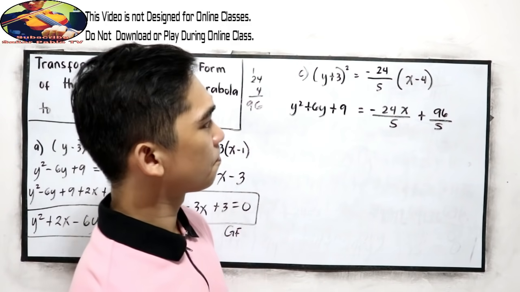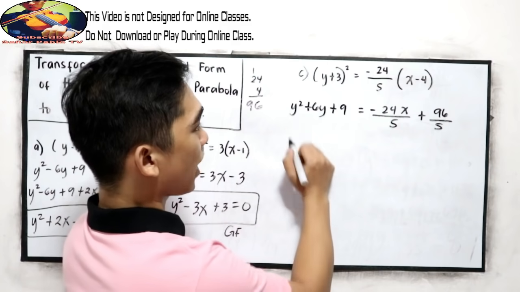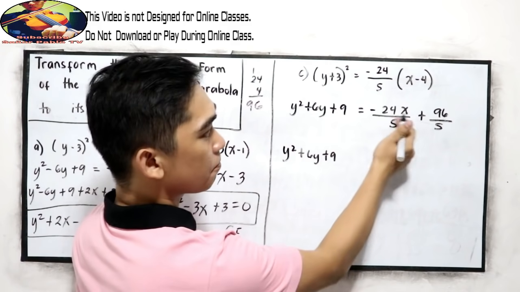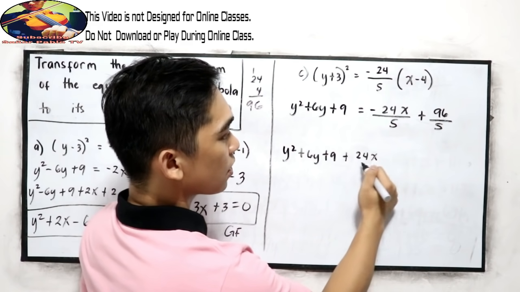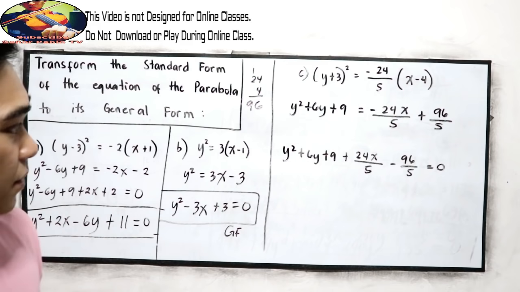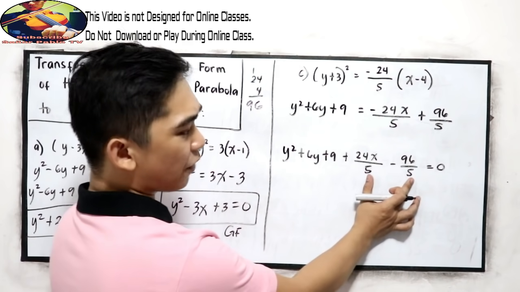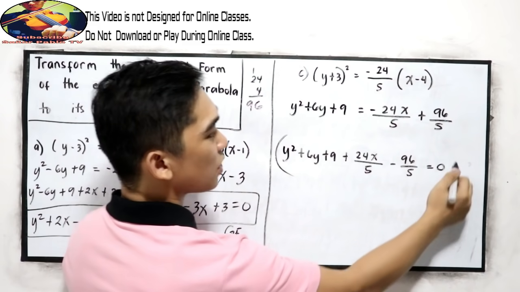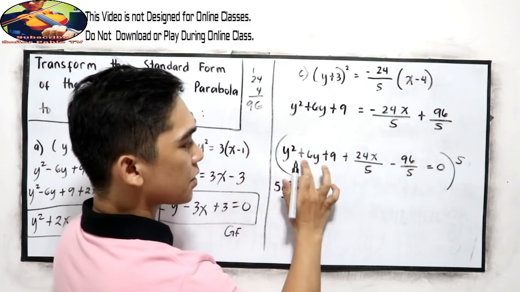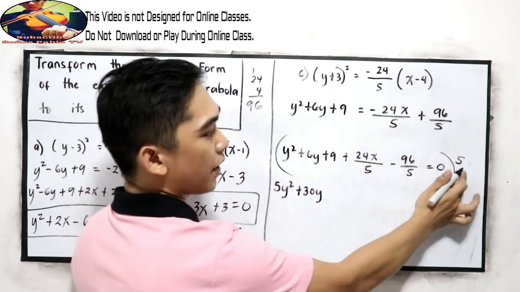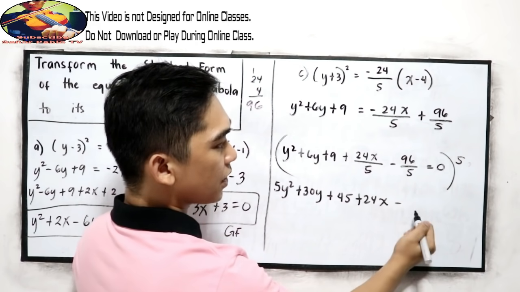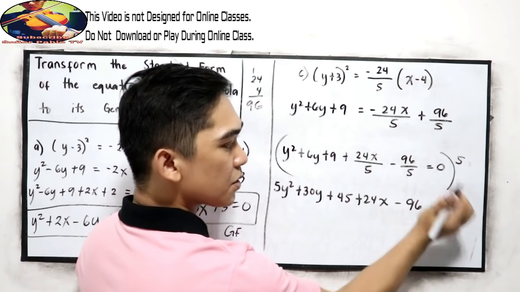Next, equate to 0. So we have y squared plus 6y plus 9 plus 24x over 5 minus 96 over 5 is equal to 0. Okay, we can remove 5. We're going to multiply the equation by 5. So 5 times y squared, 5y squared. 5 times 6y, positive 30y. 5 times 9, positive 45. So that will be cancelled out. Plus 24x minus, cancelled out, 96 is equal to 5 times 0, 0.